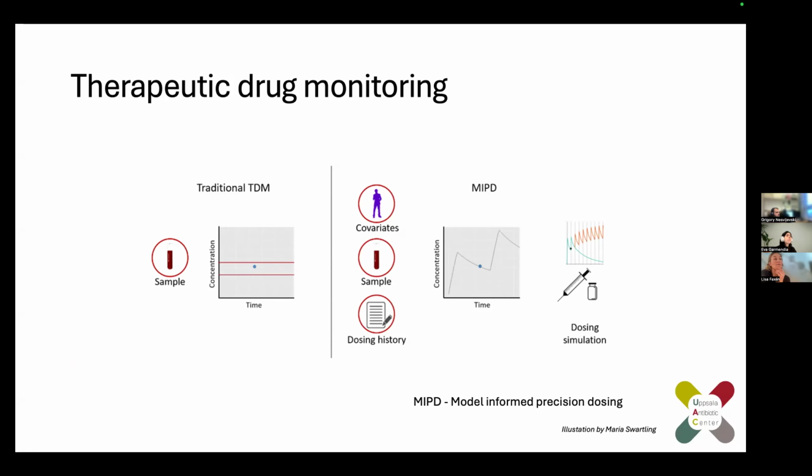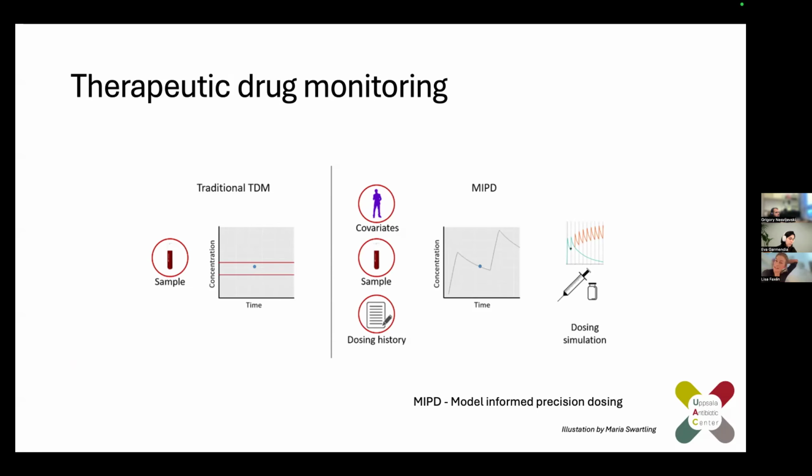So there are many things that need to be at hand to be able to do MIPD, but it sounds really nice. Yeah. We're doing it for vancomycin, for example. Yeah. Sorry, just a very short follow-up question. When you get the predictions from the model, does it suggest what changes to make, or are you, whoever's running the model, deciding what changes to make?